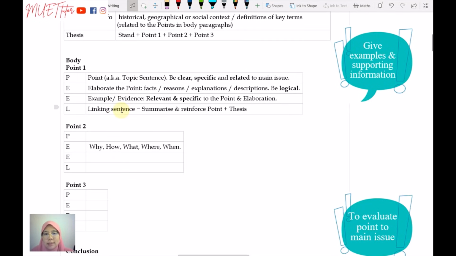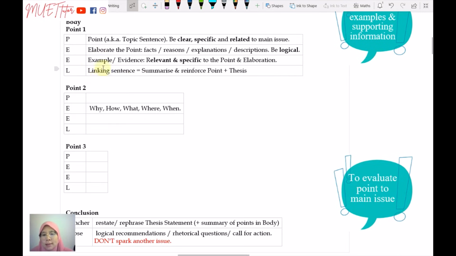And my suggestion is rephrasing the topic sentence at the top of this paragraph and then putting it here in the L is one of the simpler ways to do it. And you can repeat the same process, the PEEL, in point 2 and point 3 of the body paragraphs.